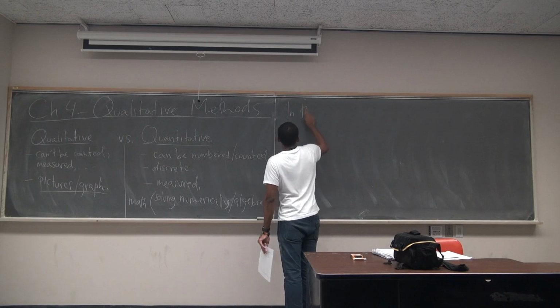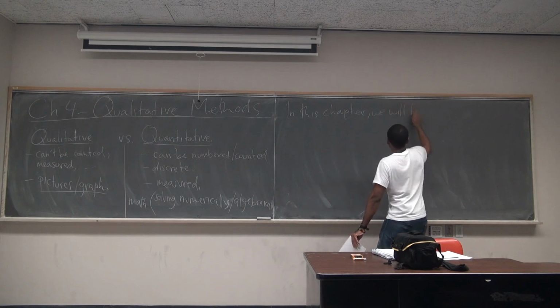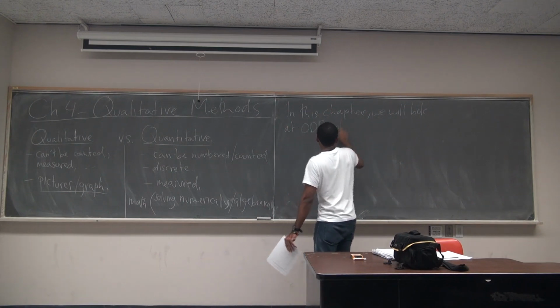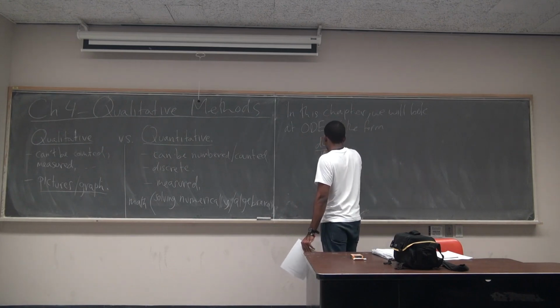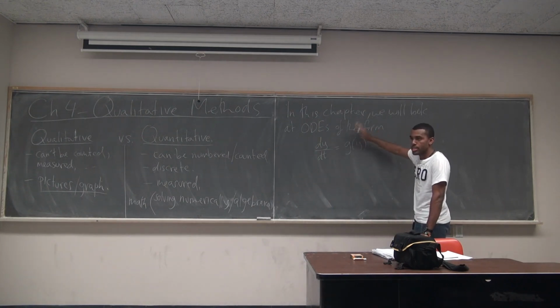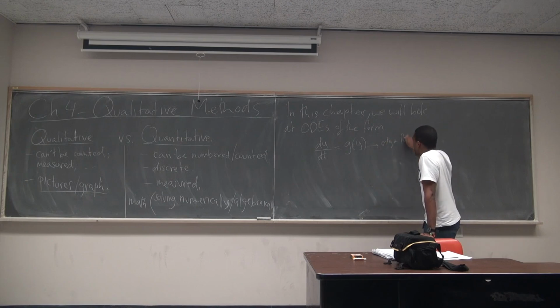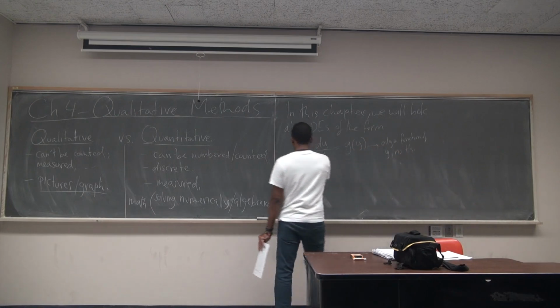Just in this chapter, we will look at ODEs of the form dy/dt equals g of y. This means our derivative is a function of y only, there are no t's mixed together. We could do this in that case, but in 209 we don't do that case. So this is only a function of y. No t's. This kind of ODE is called an autonomous ODE.